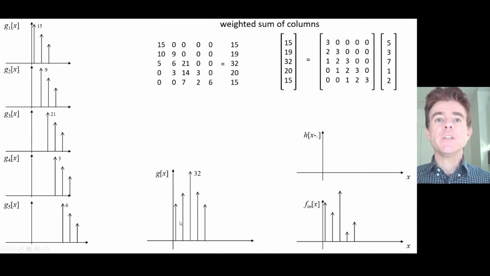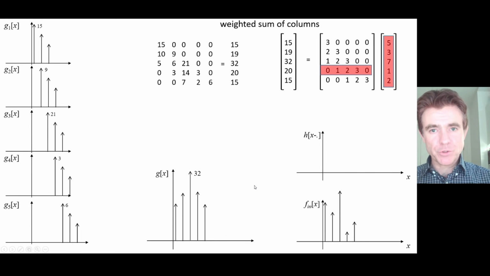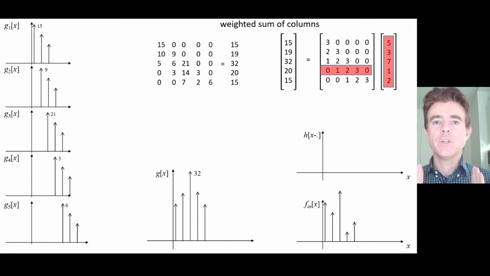So now I'm here explicitly plotting the output of the convolution, g of x. So that's 15, 19, 32, 20, 15. And so I'm just showing the peak value there. Right, so hopefully I've convinced you about the simplicity of convolution. It's just a weighted collection of shifted response functions. However, many teach it a different way, which is perfectly valid and completely equivalent to what I've just described.